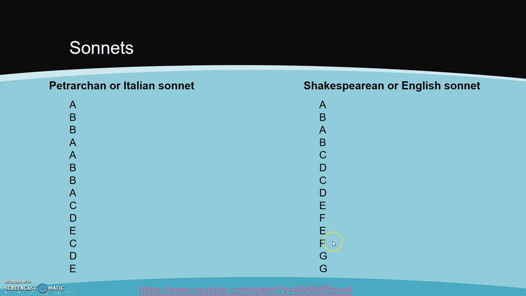EF, EF often gives a surprise to the reader. It might be a negative side of the thing that has been praised in the first 8 lines, and GG is the conclusion, the conclusion of the praise to this certain thing or this certain someone.